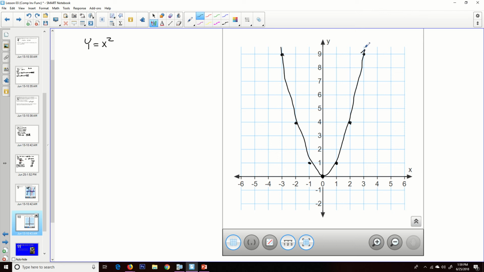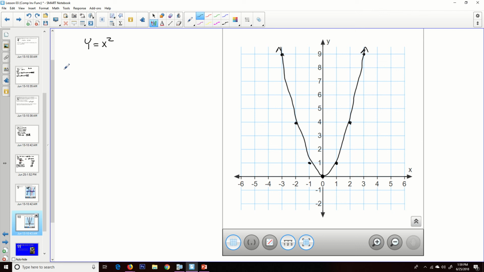It doesn't take a whole lot of imagination to say that this is definitely a function. It would pass that vertical line test. And it also doesn't take a whole lot of imagination to see that it wouldn't pass a horizontal line test, because clearly, negative 1 squared is positive 1 and 1 squared is 1, so we can easily have two x values with the same y value. And here we have another two x values with the same y value. So this function doesn't have an inverse as it's written.